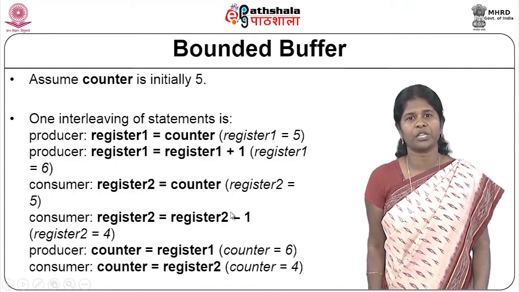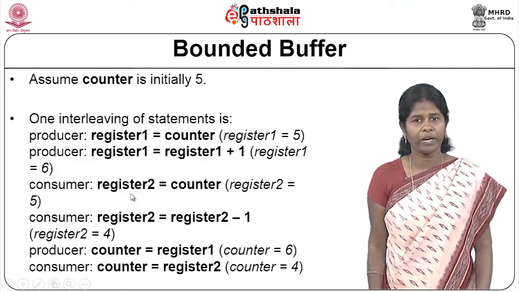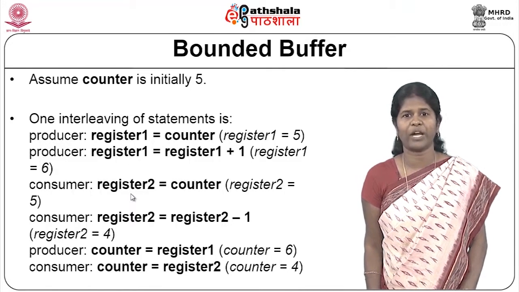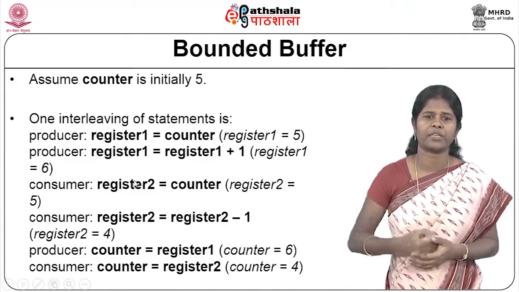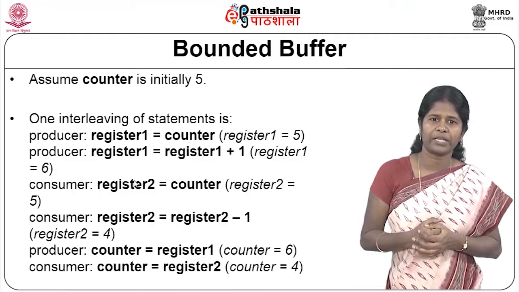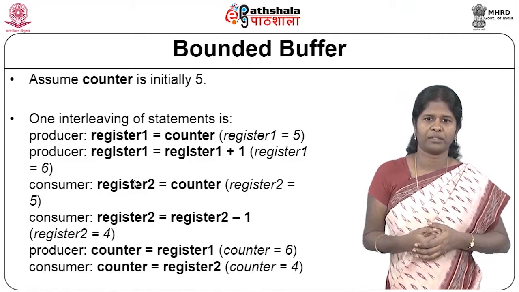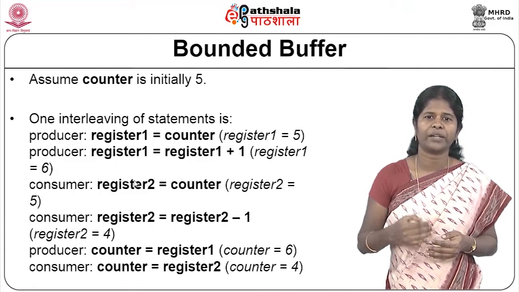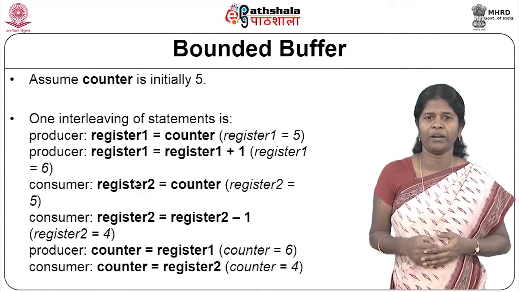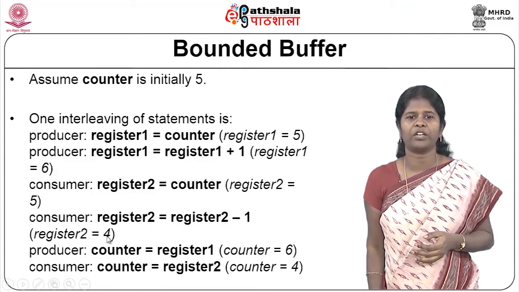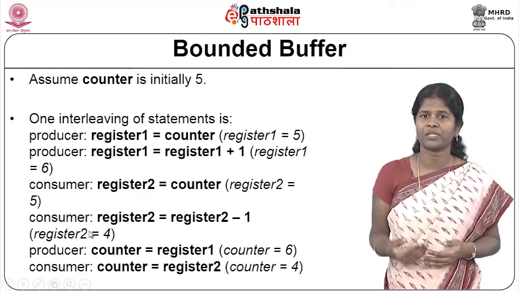Register 2 is equal to counter, or the value of counter is copied to register 2. What is currently present in counter? It is only 5. So, 5 is copied onto register 2. And say the consumer executes the next statement also, that is register 2 is equal to register 2 minus 1. That is, the value is decremented by 1. So, the value becomes 4 in register 2. And then again there is a context switch.